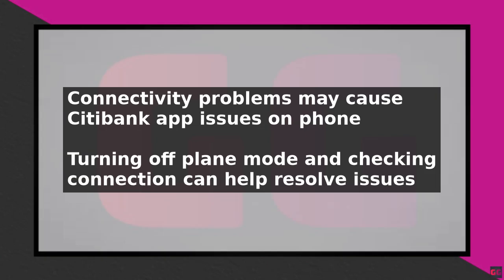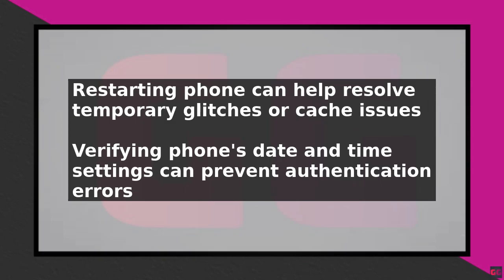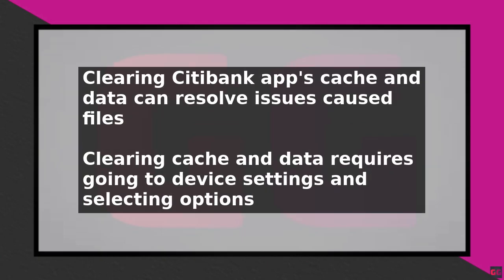If you're using Wi-Fi, try switching to mobile data, as the Wi-Fi router may be blocking certain requests and flagging the Citibank authentication as a risky connection. Restarting your phone can also help resolve temporary glitches or cache issues that may have accumulated over time. Additionally, verify that your phone's date and time settings are correct and match your current location, as incorrect settings can cause authentication or security errors when using the app.